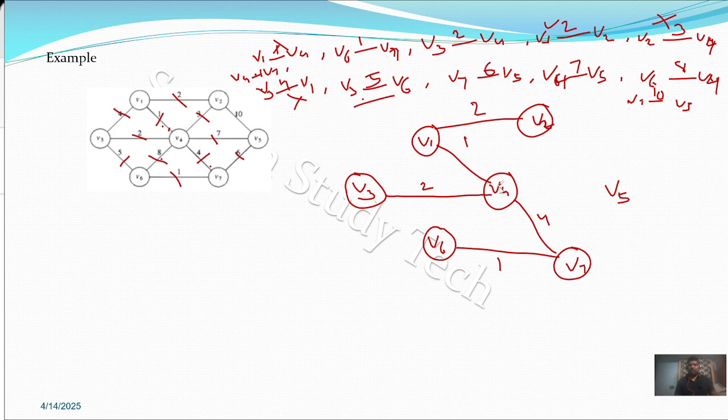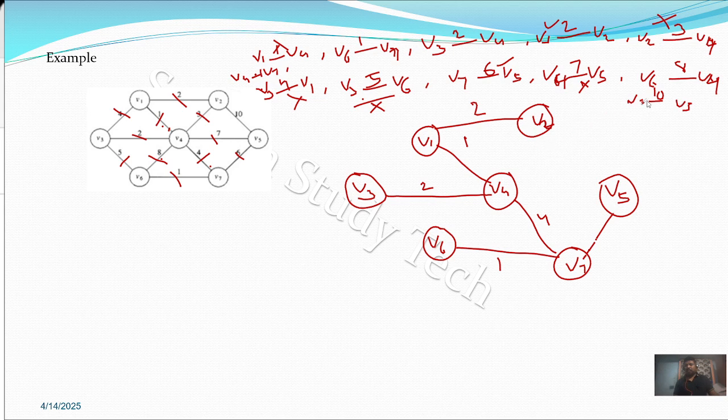Then v3 to v6, if you take this one, it forms a cycle, v4, v3, v6, v7 and v4, so it can form a cycle, that's why you can ignore this one. Then v7 to v5, you can add this edge, it does not form a cycle, that's why we can take it. Then v4 to v5, if you add this edge, it forms a cycle, so you can ignore this one also.